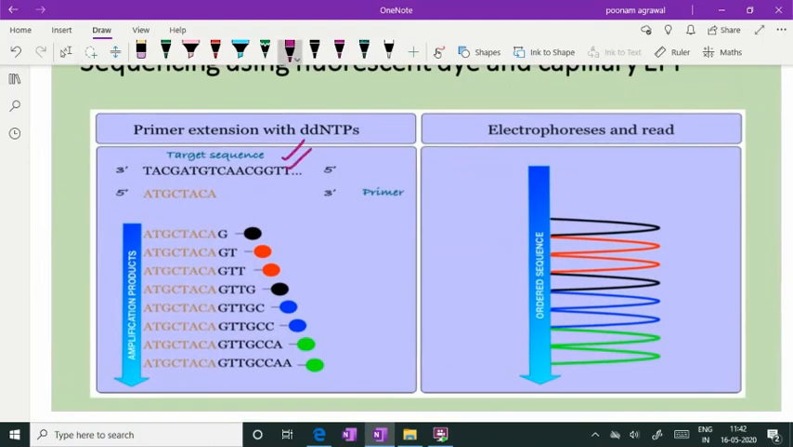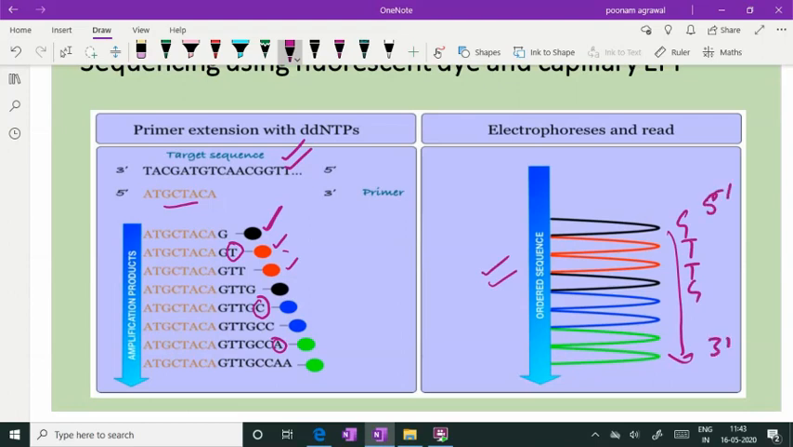Like if this is the target sequence, this is the primer. Now each tube will have dideoxynucleotides of different color fluorescence, right? Like the dideoxy TTP is given red color, dideoxy CTP is given blue color, dideoxy ATP is given green color. So different color coding is done, and when the signal is read in this fashion, you understand the black color is for G, and the red color is for T, and this red color is for T, this black color is for G. So this becomes the sequence. This is smallest, so this is the 5' end, and this is going to be the 3' end.